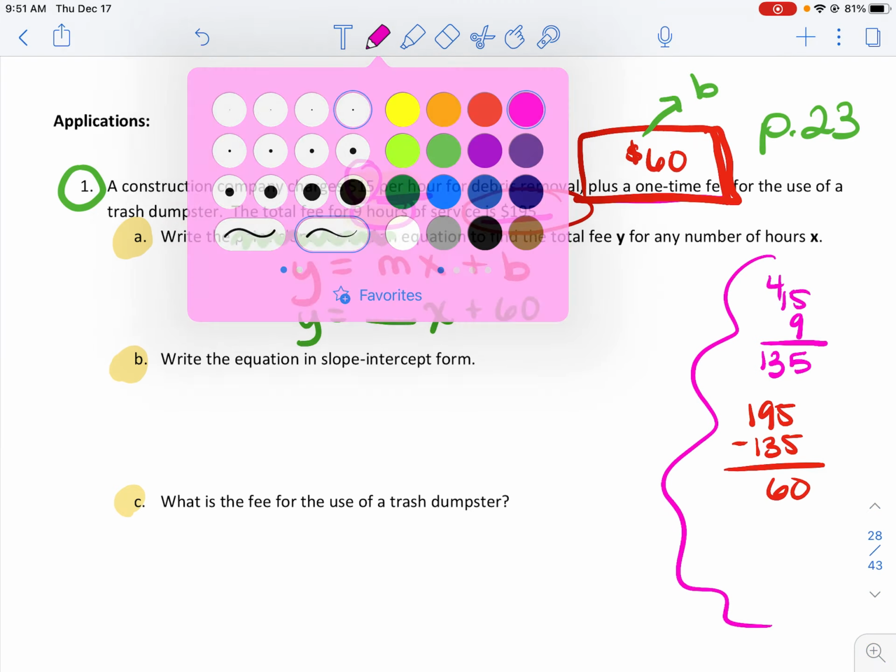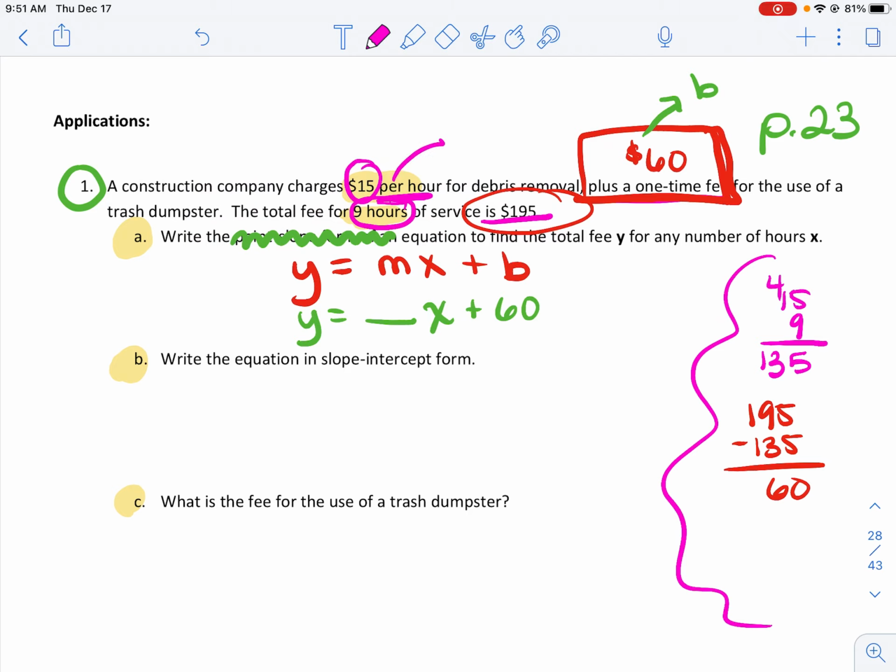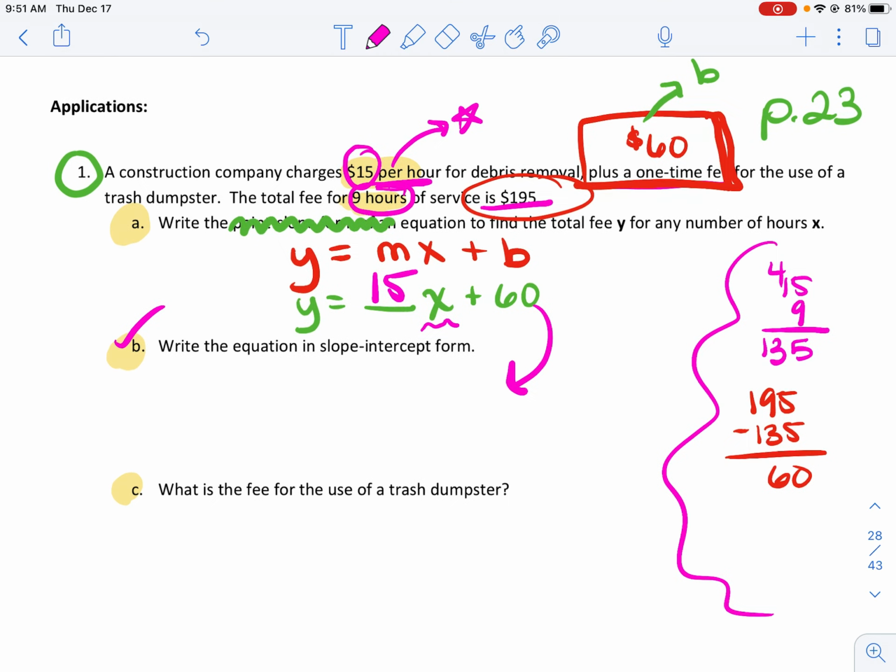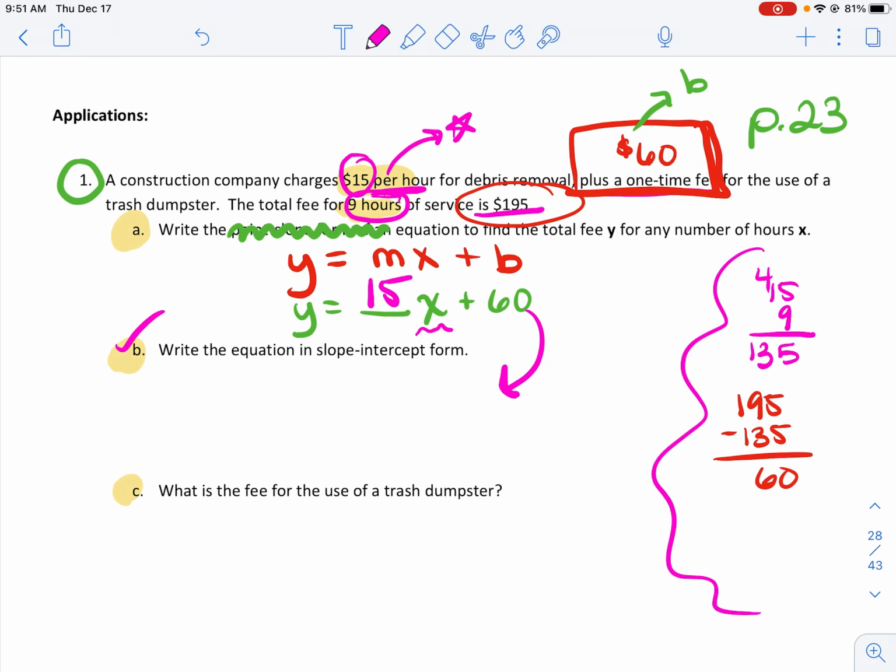How much do you have to pay though per hour? Remember, when you see that word per, that's what we're going to smush the x next to. So this is 15x plus 60. Okay, so in part B, we already wrote the equation in slope-intercept form, so we're done with that. And then how much do we need to pay for the trash dumpster? Well, it's just $60 for the fee.